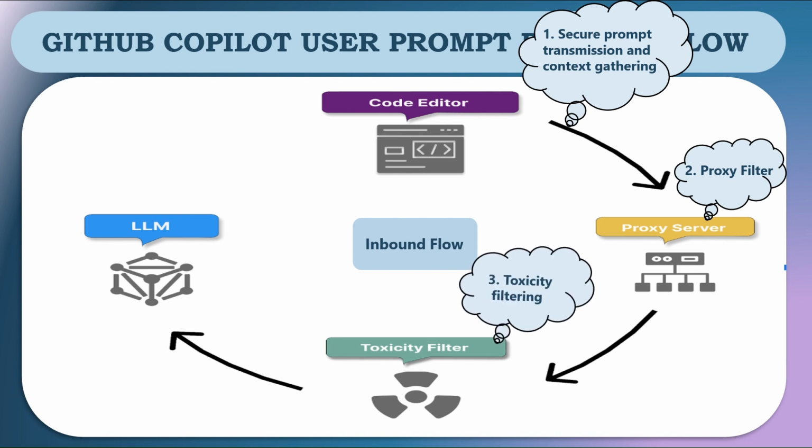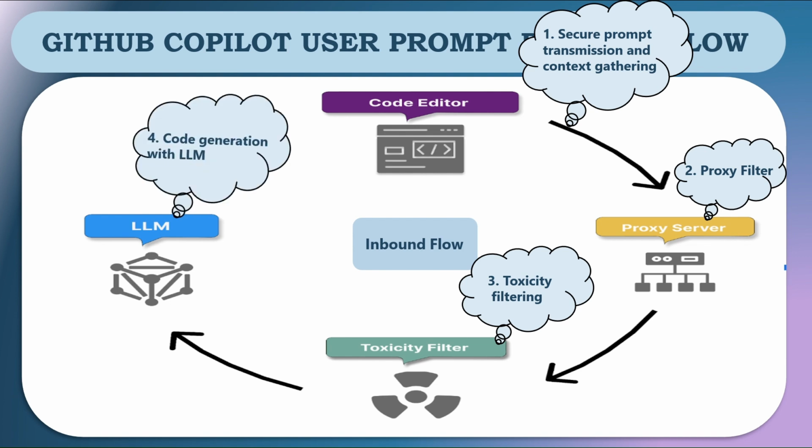Next step is toxicity filtering. Copilot incorporates a content filtering mechanism before proceeding with intent extraction and code generation to ensure that the generated code and responses don't include or promote hate speech or inappropriate content or any other personal data.